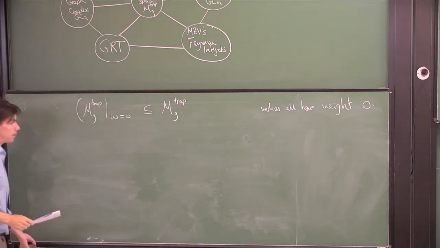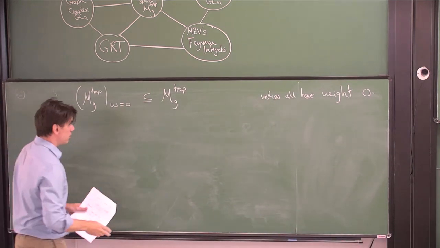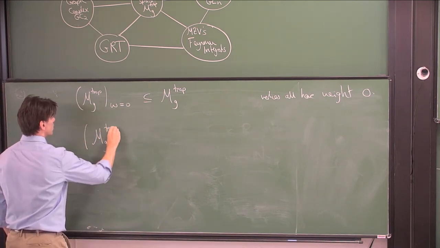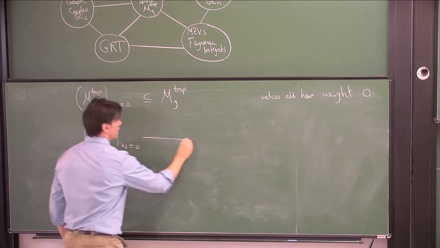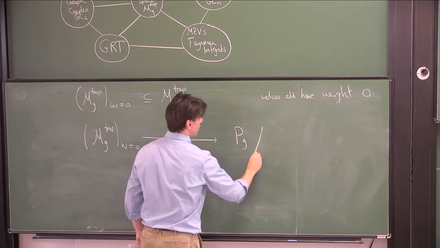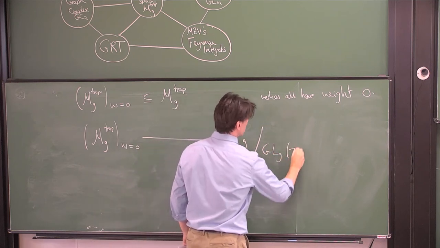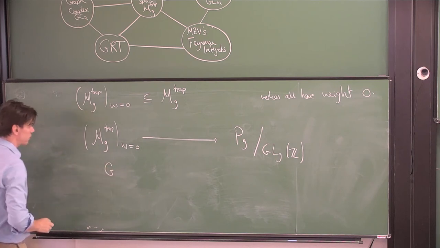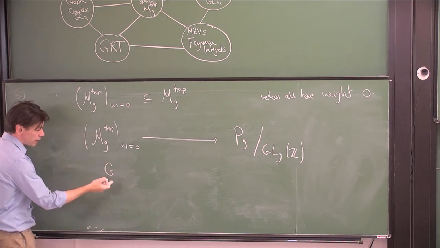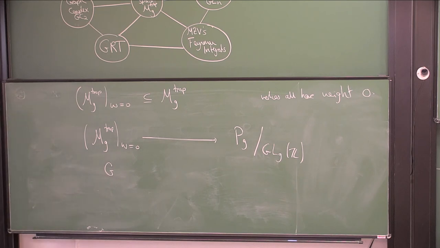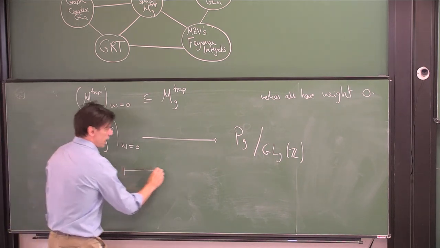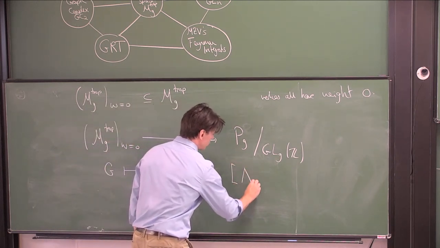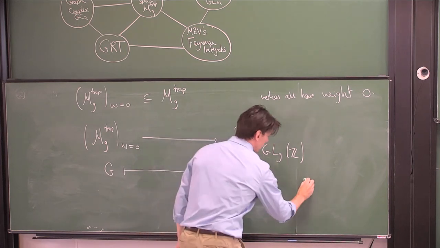I'll draw a picture in a minute. And so I'm going to look at the restriction of the Torelli map, and it maps to this very classical symmetric space. It does so as follows. It takes a metric graph. Now the vertices don't have any weights, so they're just unlabeled, the weights are zero, if you like. And to a graph, you associate the class of a certain symmetric matrix called the graph Laplacian.